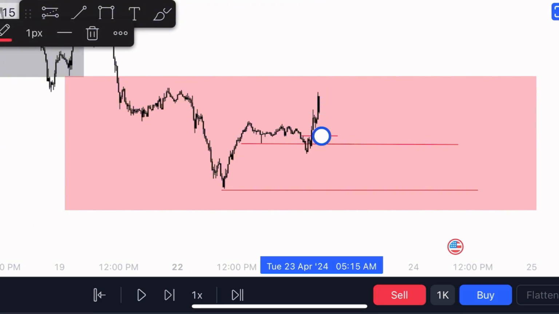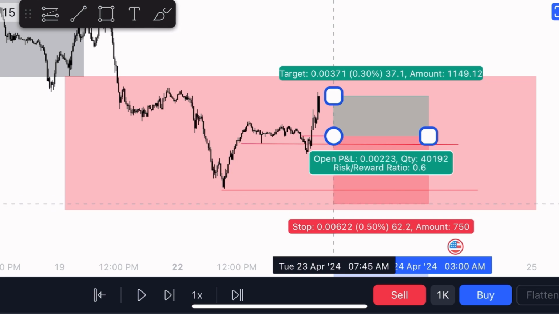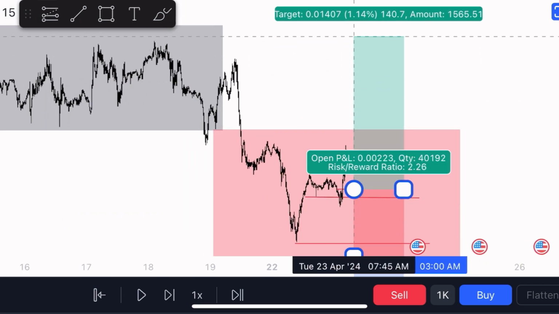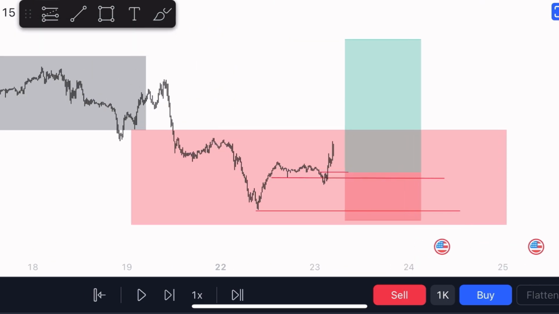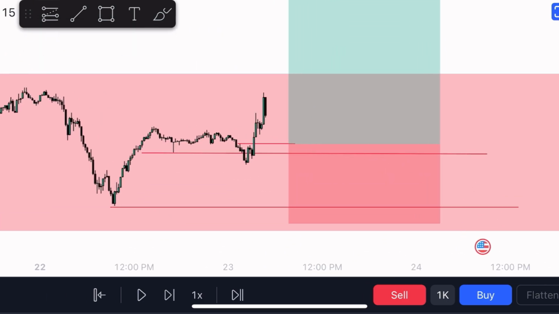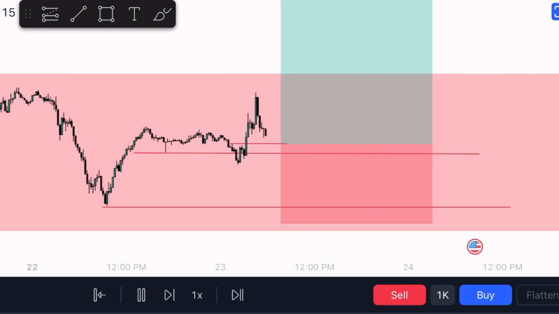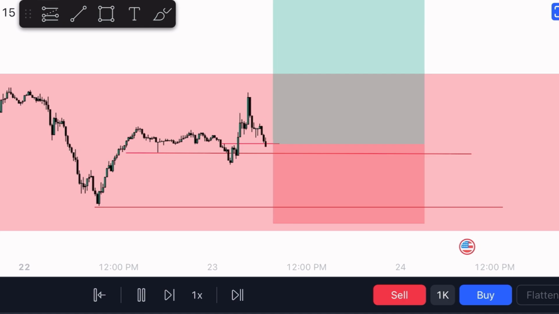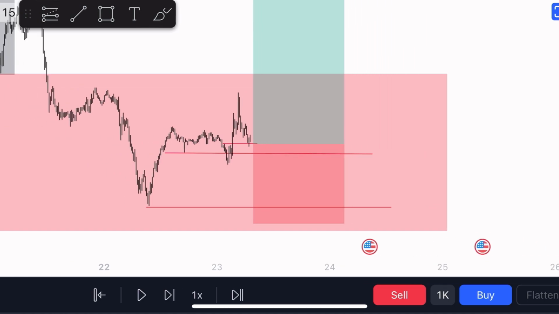We will wait for the price to retest this area. This is where we will enter. Our stop loss will be below here, and we will target these highs. Okay, so let's see if our entry gets filled. So price is going down towards our entry. Okay, so this is where our orders are filled.